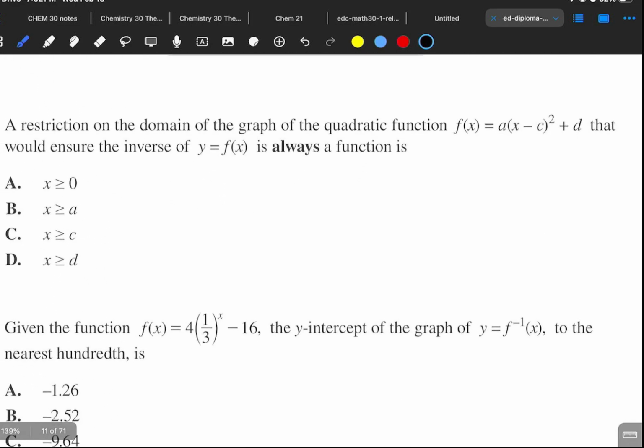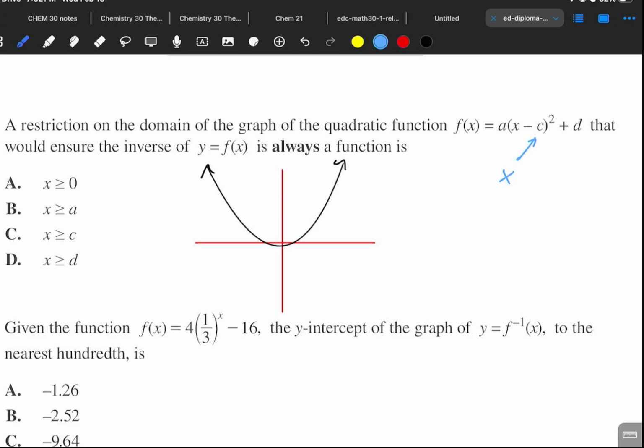So the restriction on the domain of the quadratic function, a(x - c) squared plus d, that would ensure that the inverse is always a function, would be what? So to ensure that the inverse is always a function, it has to pass the horizontal line test, right? So if we were to draw out just a regular quadratic, not worrying too much about the formula, a regular quadratic is going to look something like this. And remember that our c value is going to be the x value of the vertex, and the d value is going to be the y value of the vertex, if you remember this from Math 20.